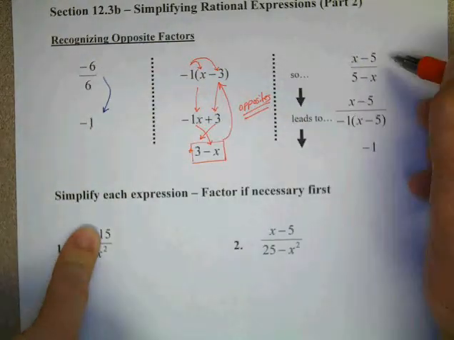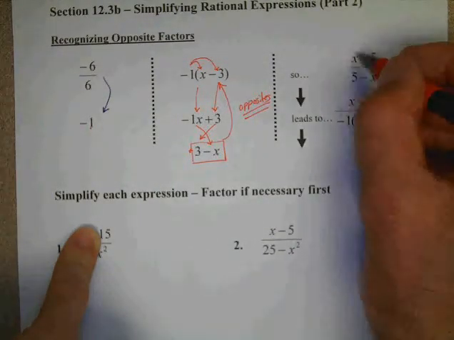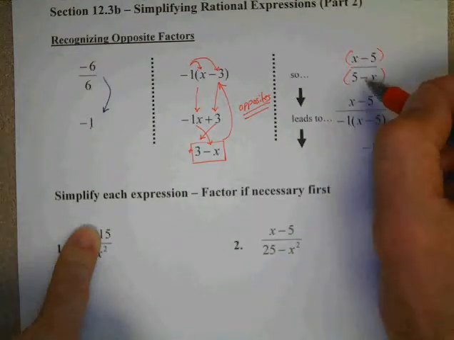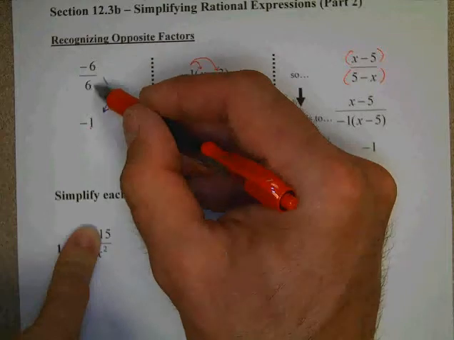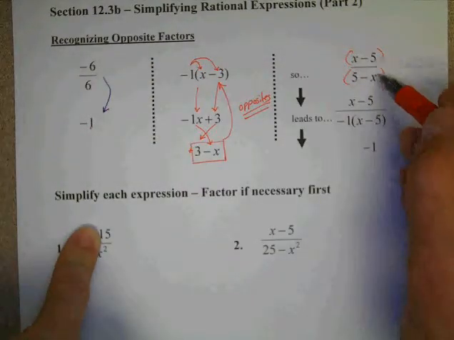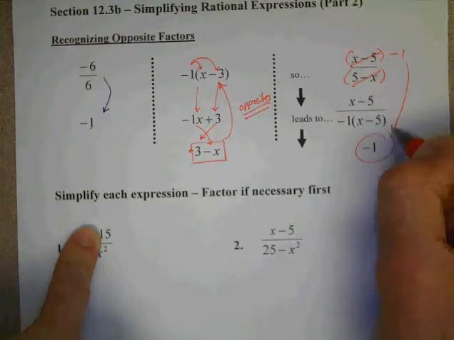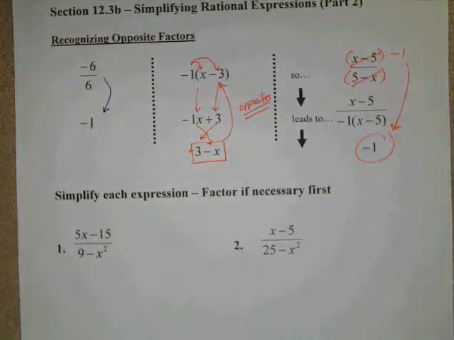Implications, third column. If we have two opposites that are over each other as factors, remember they would be in parentheses, x minus 5 divided by 5 minus x. Because they're opposites, and opposites cancel to negative 1, these two opposites cancel to negative 1. Okay, so we need to look for that today as we're going through and working on our stuff.